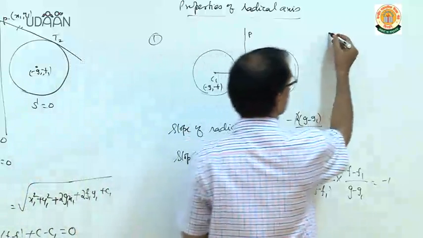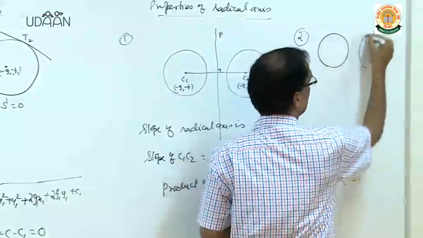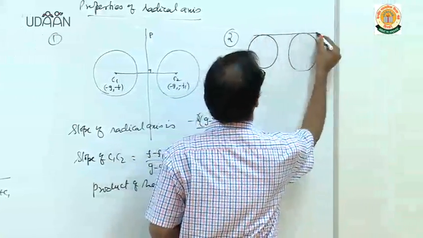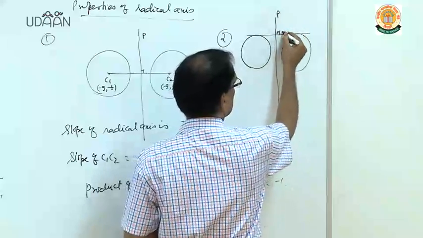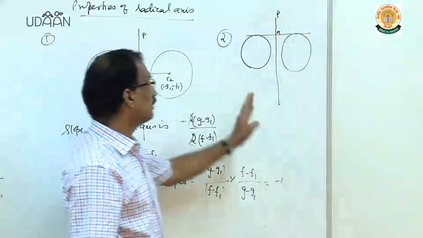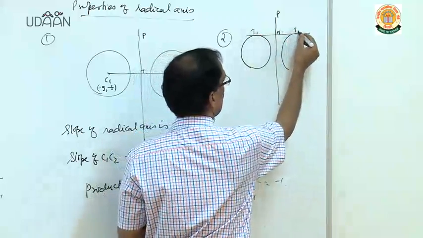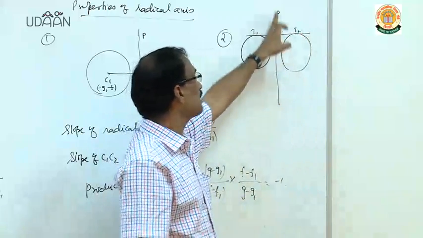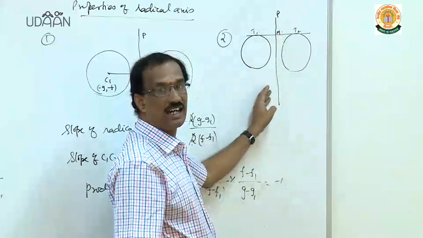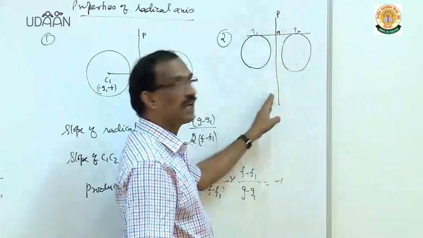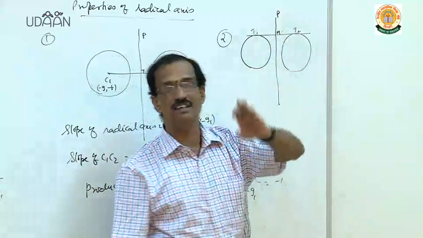Then the next, property 2: the radical axis bisects the common tangent. This is P. We know this is intersecting at M. Let us take this arbitrary point M, and we have MT1 and MT2. Since M lies on the radical axis, we know that any point on the radical axis, the tangents drawn from that point to the circles are always equal.